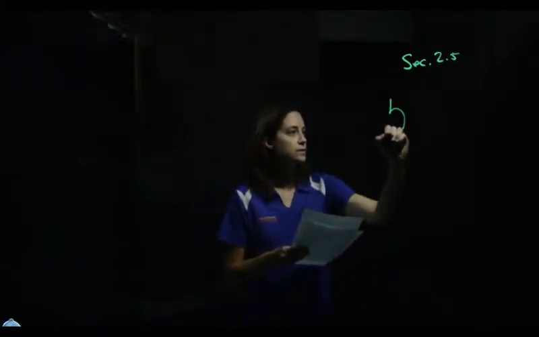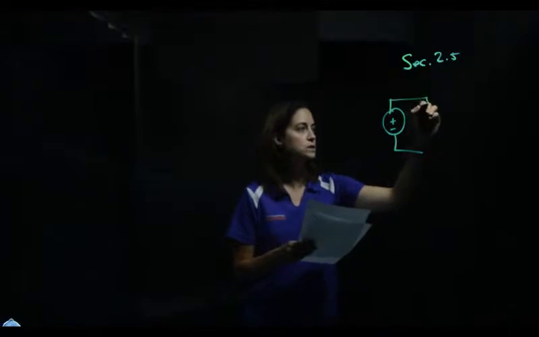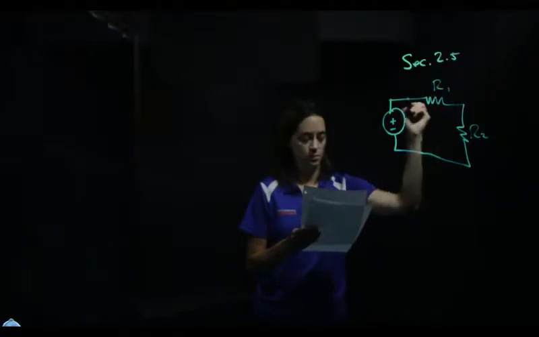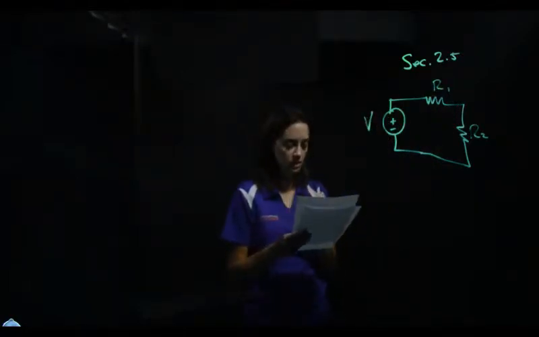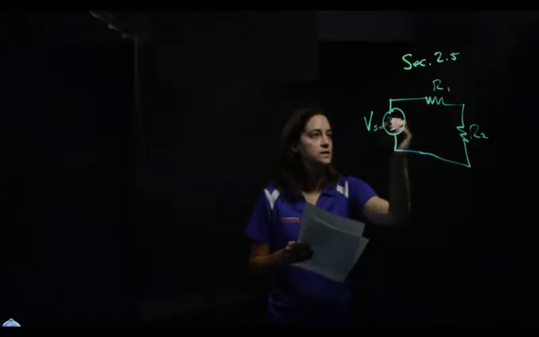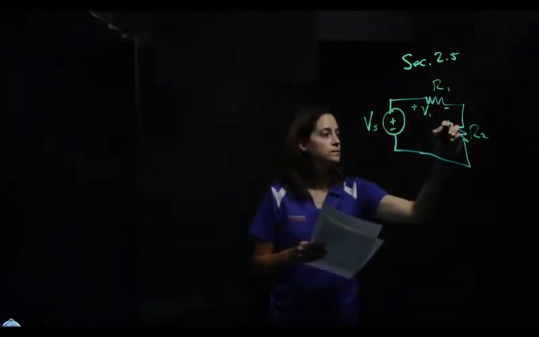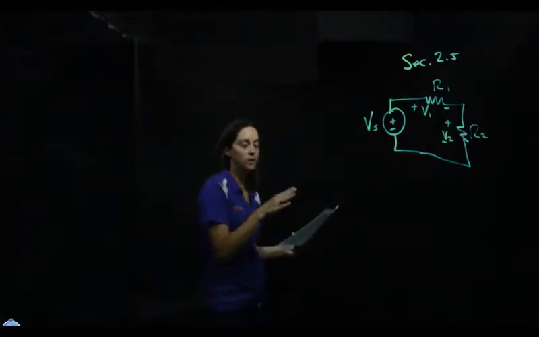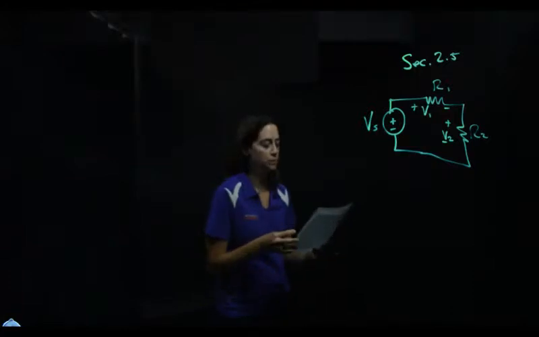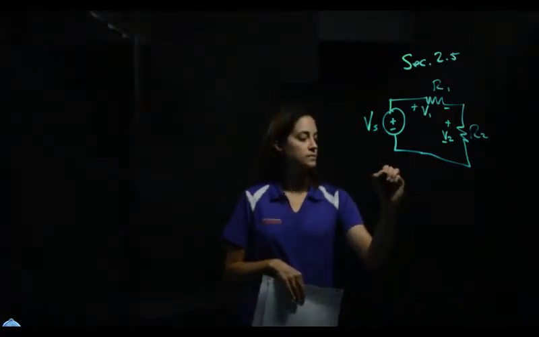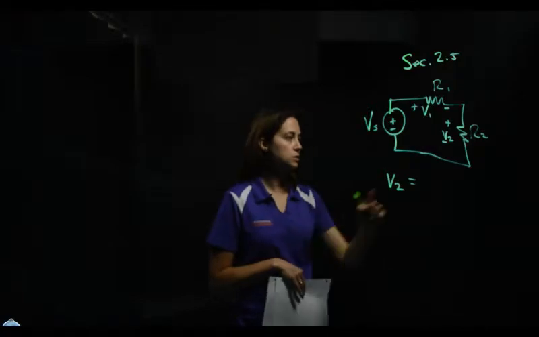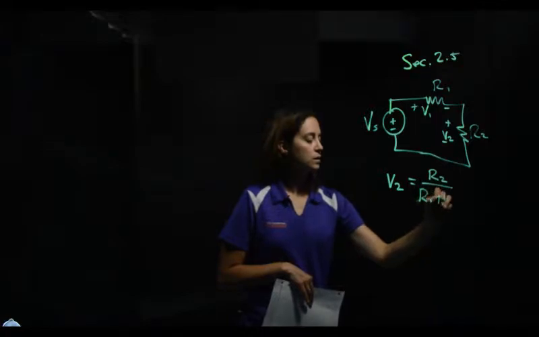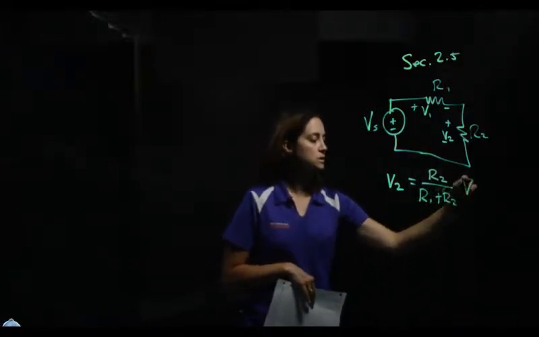So if we have a simple circuit here with two resistors, R2, R1, and we'll say just some V, let's call it S for source, V1 and V2. So we can quickly find the voltage V2 by saying that V2 is equal to this resistor R2 over R1 plus R2 times the source Vs.